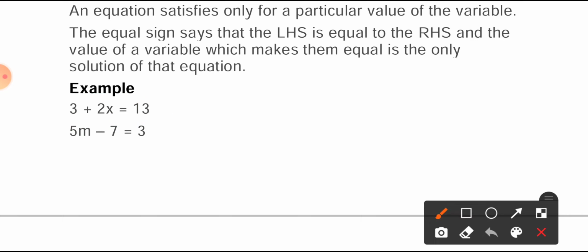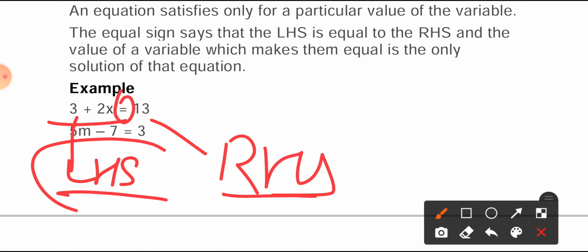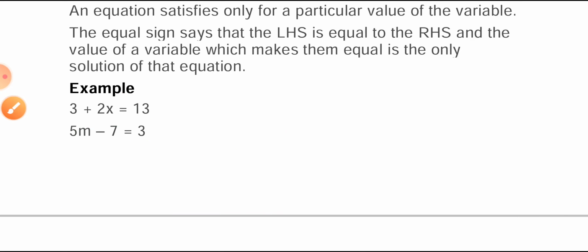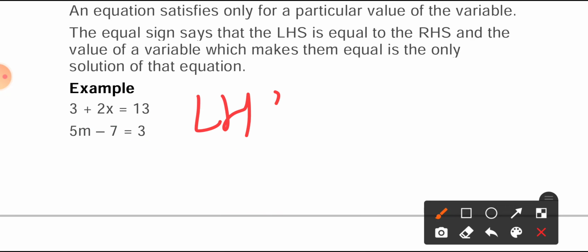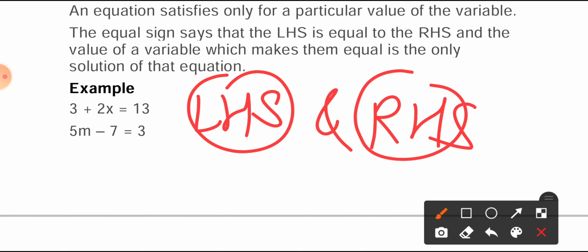And how many parts are there? 2 parts. This one is the left hand side part and this is the right hand side. So LHS and RHS. एंड इक्वल का मतलब क्या होता है कि लेफ्ट हैंड साइड जो है वो राइट हैंड साइड के बराबर है. So LHS is equal to RHS. So how many parts are there in an equation? 2 parts, LHS and RHS, left hand side and right hand side.